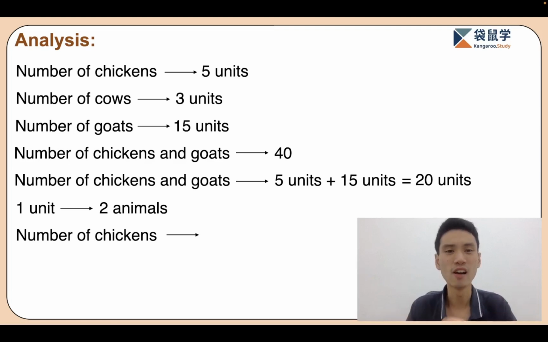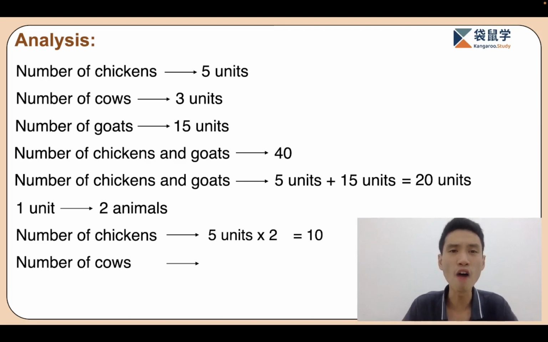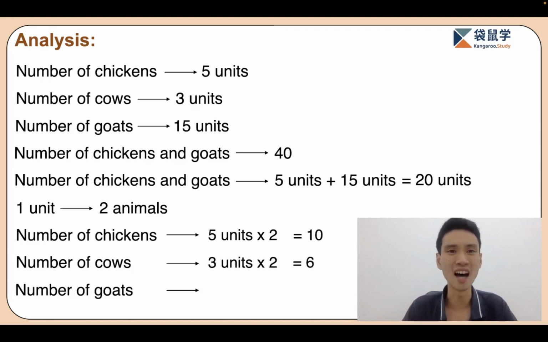How do we calculate this? That's right, we take 5 units, the number of chickens, multiply by 2 to get 10 chickens. And what about the number of cows? We would take the 3 units and also multiply by 2 to get 6 cows. And lastly, what about the number of goats? Again, we would take in terms of units, so 15 units, and multiply by 2, which would be 30 goats.